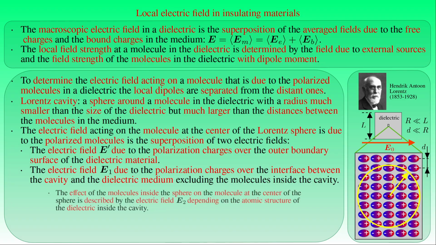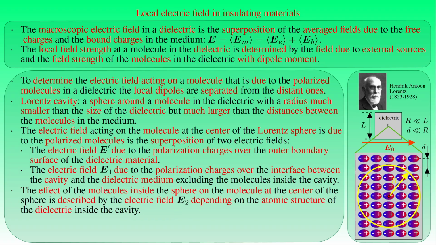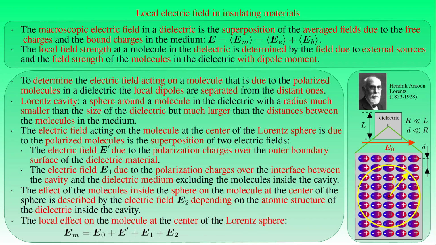The effect of the molecules inside the sphere on the molecule at the center of the sphere is described by the electric field E2 depending on the atomic structure of the dielectric inside the cavity. As a result, the electric fields E1 and E2 have local contributions to the effects of the electric field strengths E naught and E' on the molecule. Now we determine these contributions for specific types of dielectric materials in the case of uniform polarization.